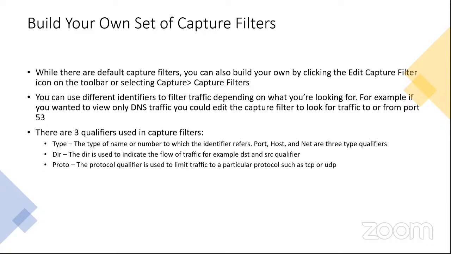The first is the type, which is the type of name or number to which the identifier refers. This is like port or host or net, the three different types you can use. Dir is used to indicate the flow of traffic, for example, whether you're looking for the destination or the source. And then proto, which is a protocol qualifier, is used to limit traffic to a particular protocol, such as I only want to see TCP traffic, or I only want to see UDP traffic.